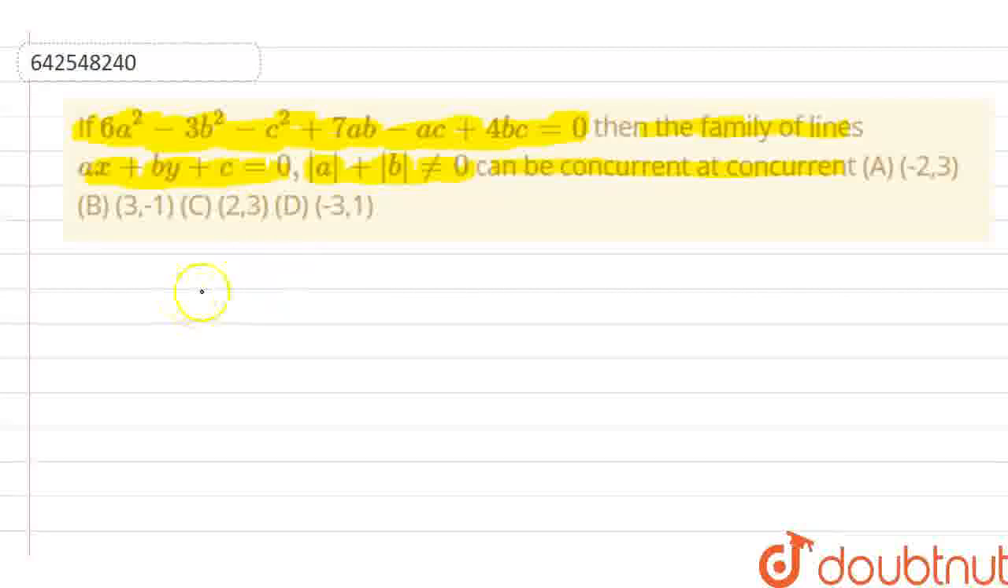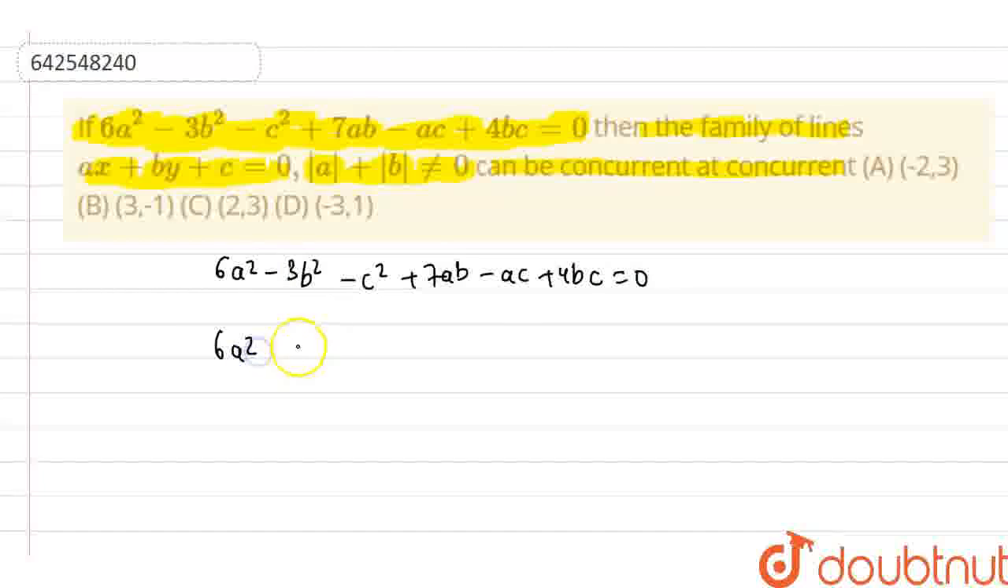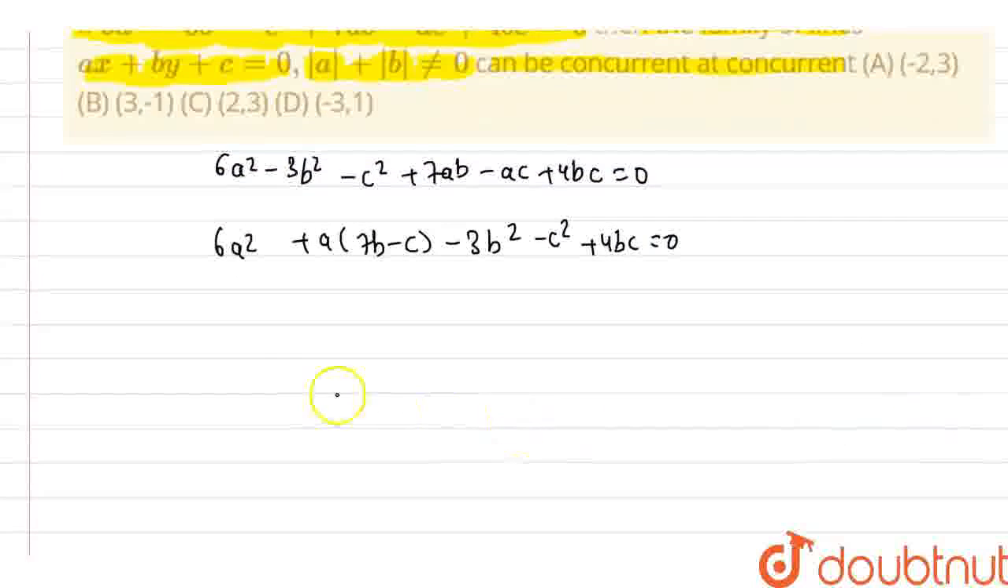We are given the equation 6a² − 3b² − c² + 7ab − ac + 4bc = 0. Now, first of all, we convert this equation into a quadratic equation in a, with b and c. So it becomes 6a² + a(7b − c) − (3b² − c² + 4bc) = 0. Now, from here, let's find out the roots of it.